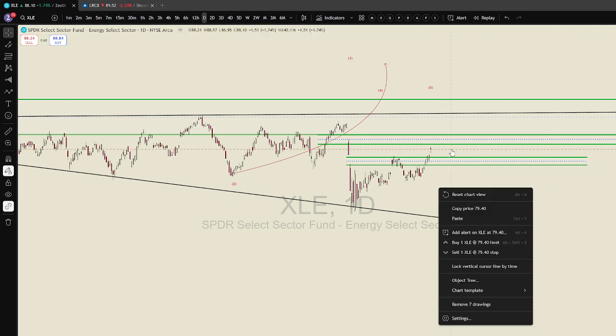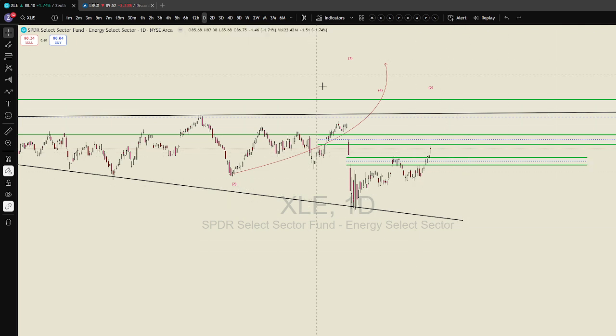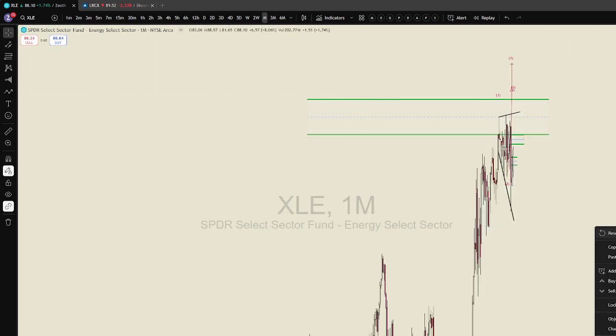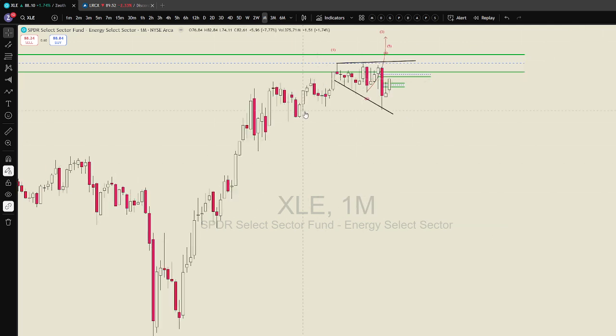Okay, so for the money rotation side, I think the XLE has a long way to go on this one. Even if you look at the monthly chart, it has just been basing around this zone for a while, almost a year and a half, right?